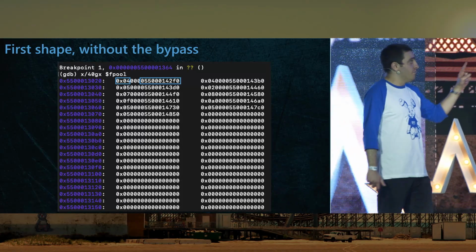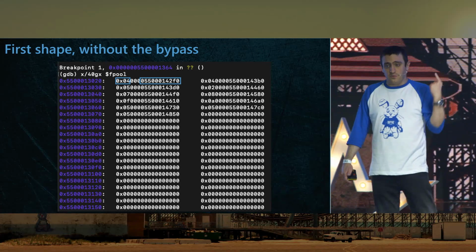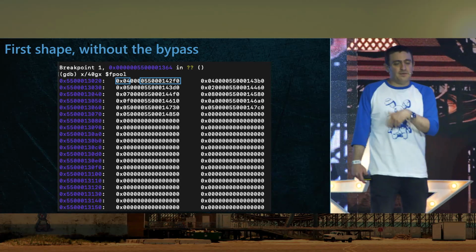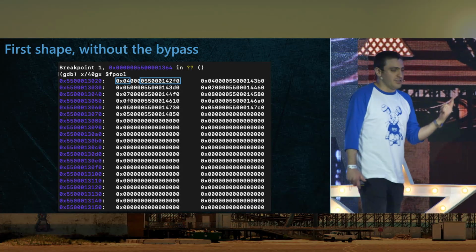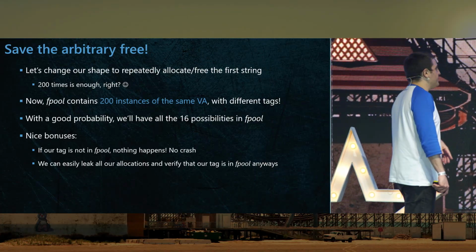This is the F full array. 14.2FO is the list data. And we only have one instance of it with only one tag. And with extremely high probability, this tag does not equal the new tag that the list data array got. Okay, we can fix that.